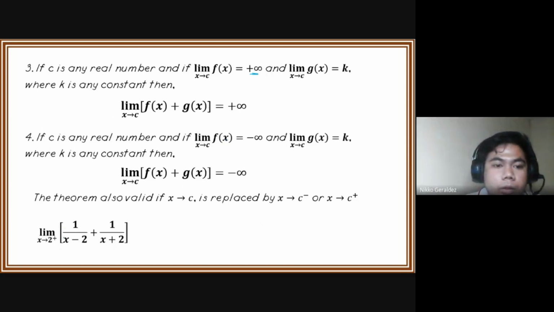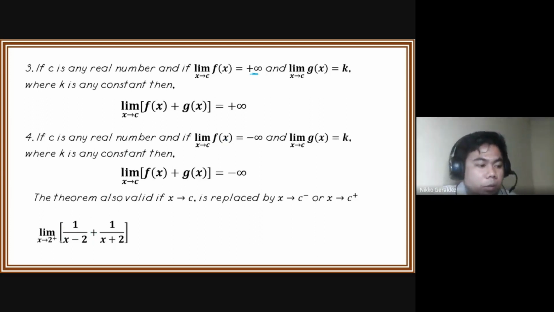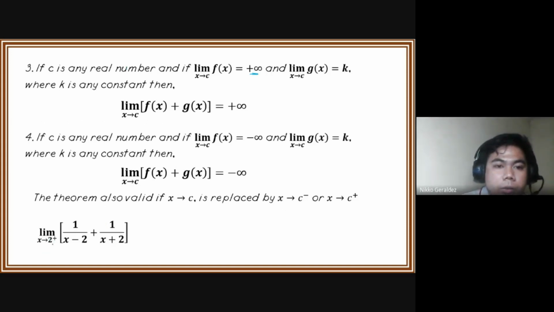No? Try natin. So limit of 1 over x minus 2 plus 1 over x plus 2 as x approaches 2 from the right. So apply natin. Kunin natin limit ng bawat term. So limit of 1 over x minus 2 as x approaches 2 from the right, plus limit of 1 over x plus 2 as x approaches 2 from the right.